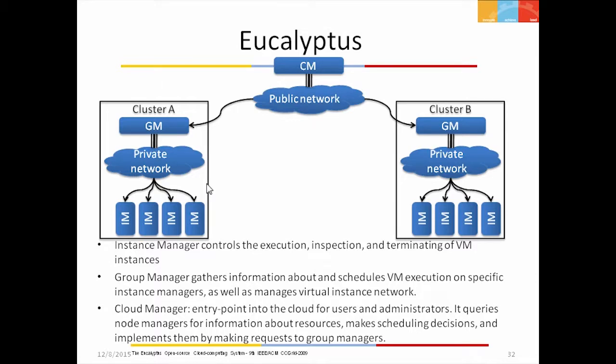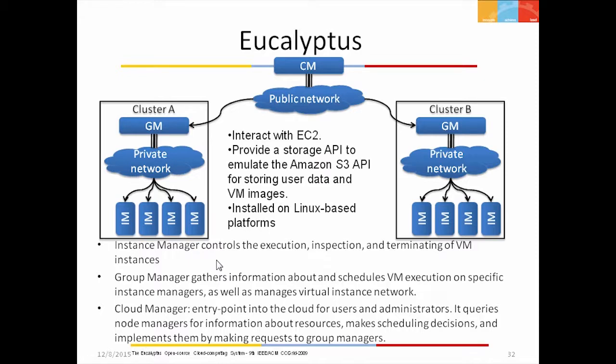So what Cloud Manager does is, Cloud Manager is a front end. It receives requests from users. Based on that, it contacts the group managers for actual provisioning of a resource. So essentially it instructs the GM to provide a resource, which is a virtual machine, and then GM in turn interacts with the instance manager to create the VM.